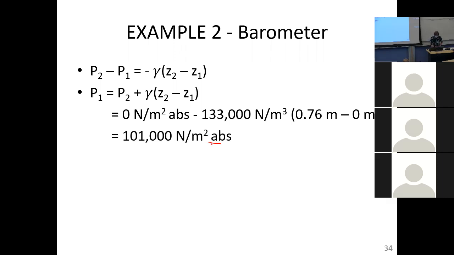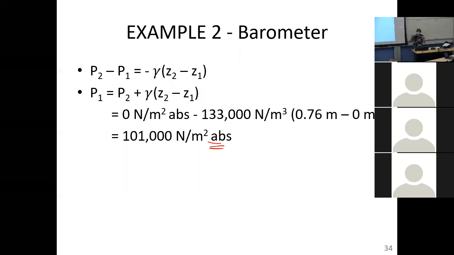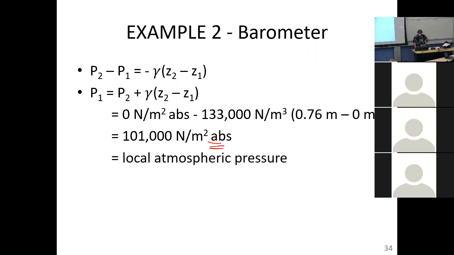And notice, you identify that pressure datum. This is an absolute pressure. So the 760 millimeters, again, is representing a pressure as a column of fluid, which is fine. The 101,000 newton per meter squared absolute is representing the pressure as a pressure with the dimensions of force per length squared. So that's your local atmospheric pressure.